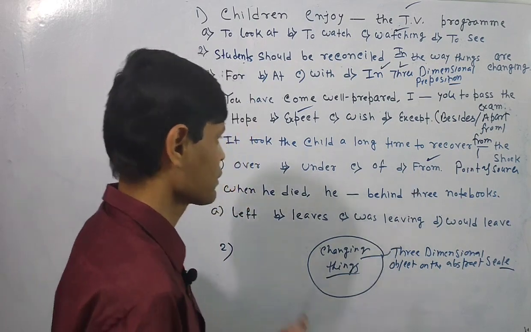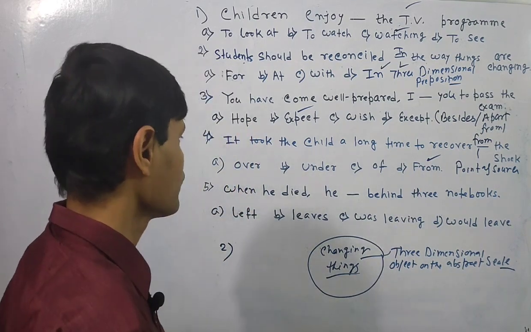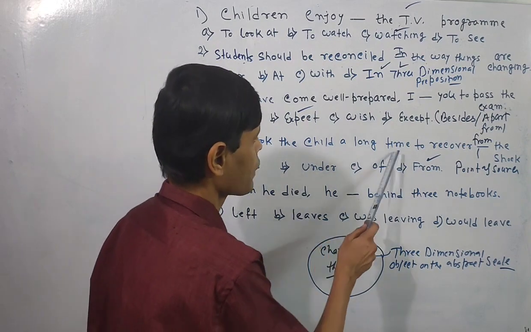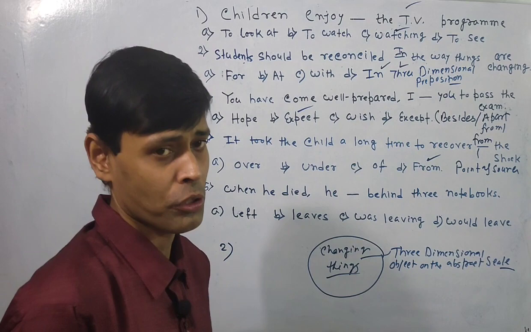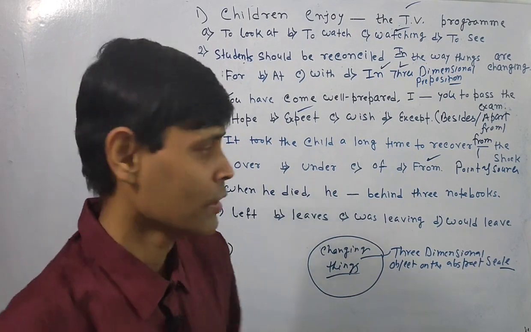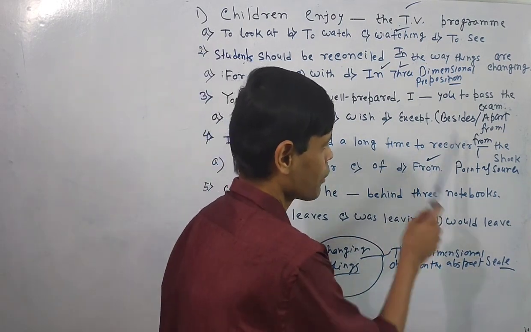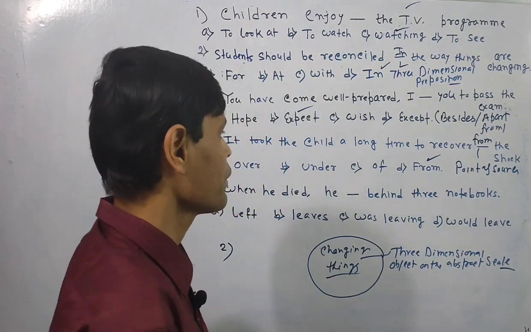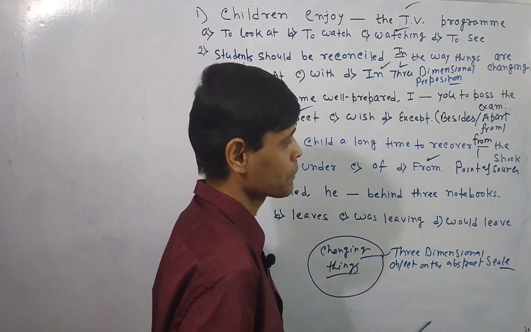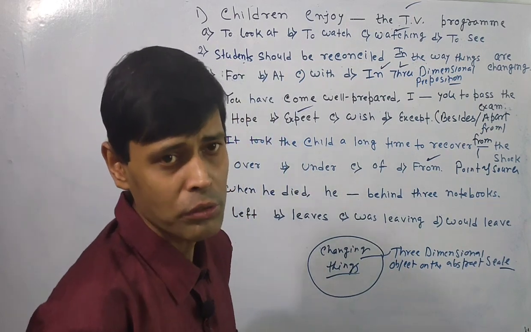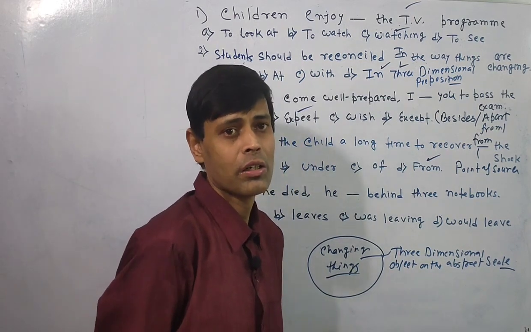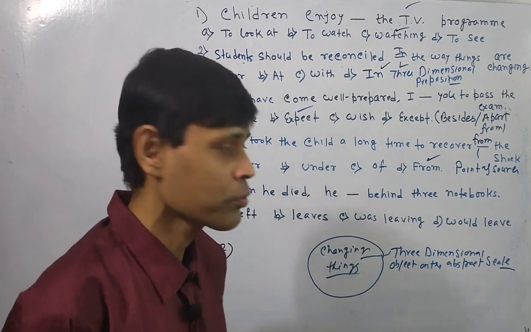If I read out the sentence again, I should say, it took the child a long time to recover from the point of the shock. From the point of the shock. That is the point of origin. So that is the point of recovery. So in this way we can select from as the point of source, because from is also used while mentioning or citing or expressing the point of source.